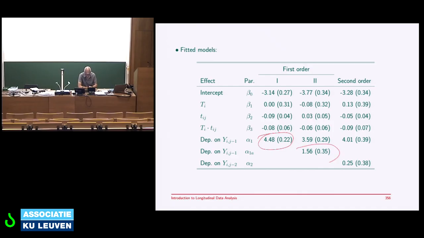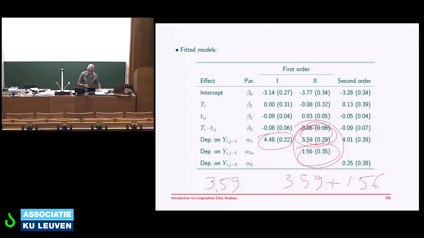But we also see, if we split this in an earlier versus a later dependence, that the 4.48 is a compromise, because the late dependence is 3.59, smaller. That's this. But the early dependence is the sum of the two. It's 3.59 plus 1.56.